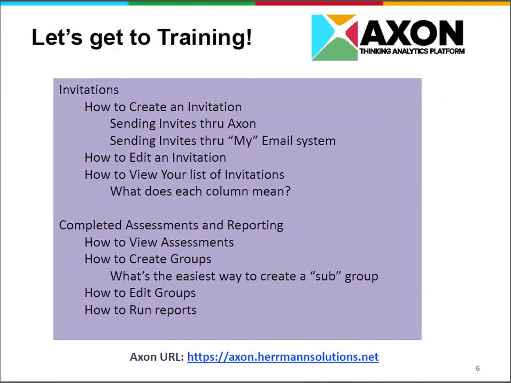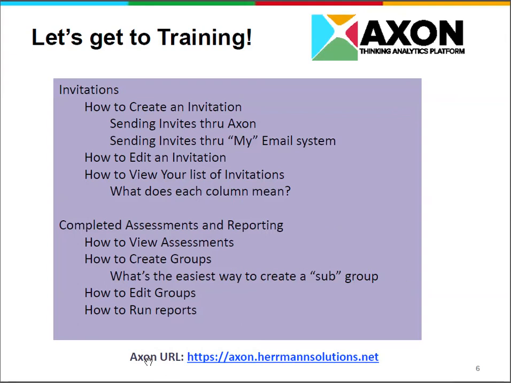So we're about ready to get into training. We're going to look at how to create an invitation and how to send invitations through Axon, and how to send invitations through your own email system, how to edit an invitation, how to view the lists of invitations and what each column means, and then we're going to look at completed assessments and how to report on those, and how to edit groups and run reports on those groups.